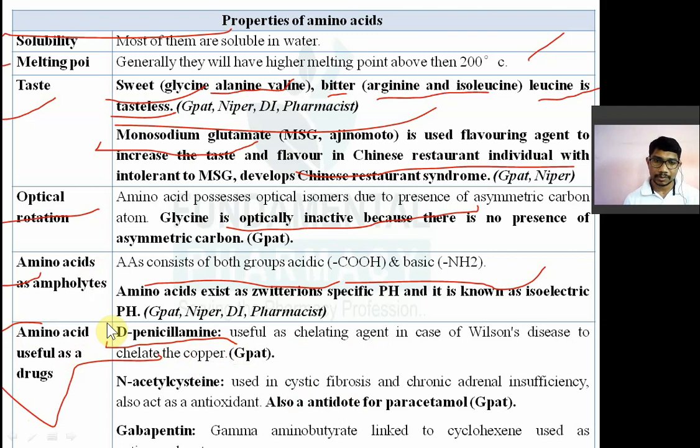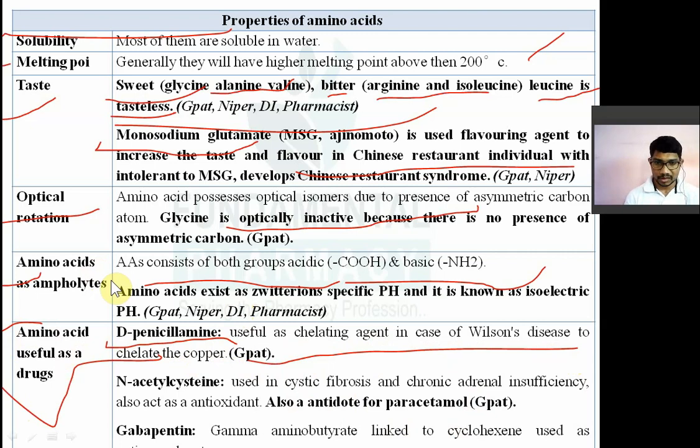It is actually a hydrolysis product of your penicillin. जो penicillin hydrolyze होके बाद में D penicillamine बनता है. So that is a hydrolytic product. That is an amino acid produced by certain bacteria, D penicillamine. Now next one is N-acetylcysteine.